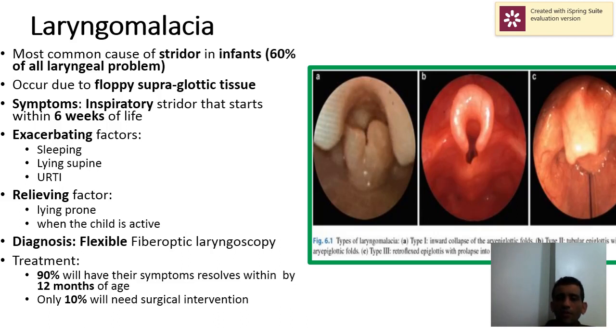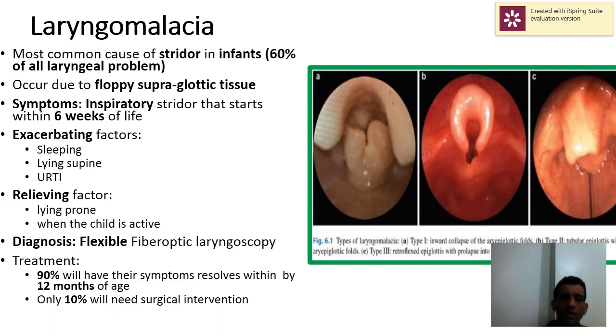The patient, a neonate, presents with an inspiratory stridor that starts within the first 6 weeks of life. Exacerbating factors: sleeping, lying supine, and upper respiratory tract infection. Relieving factor: lying prone, and when the child is active, the redundant and floppy supraglottic tissue will increase in tone and correct the stridor and the upper airway obstruction.